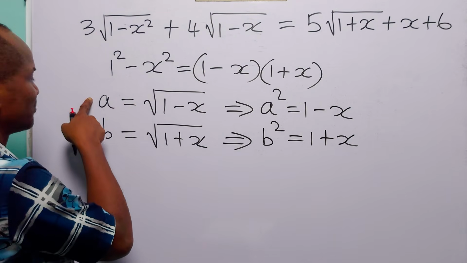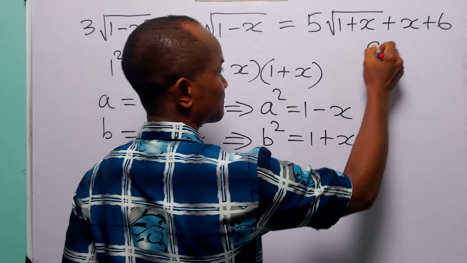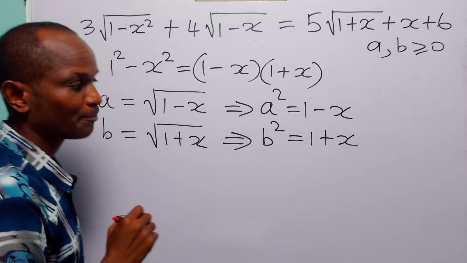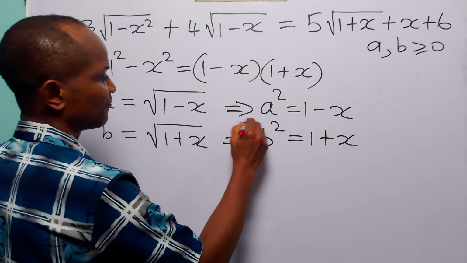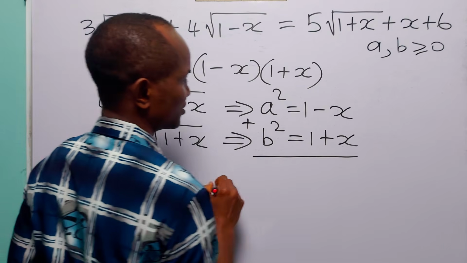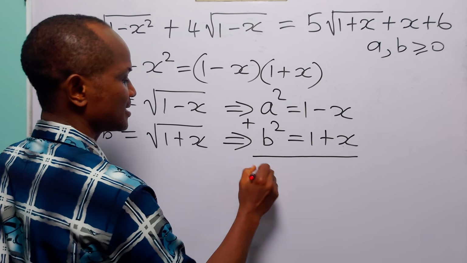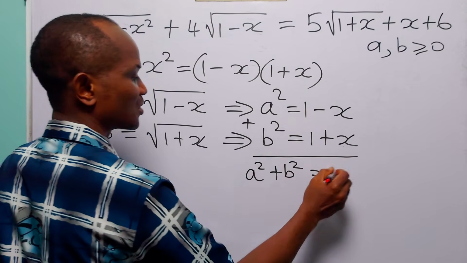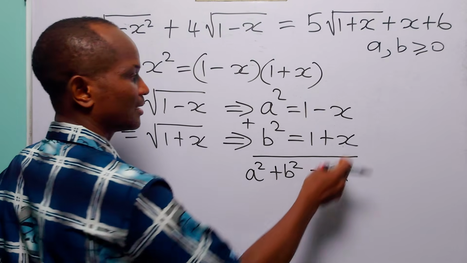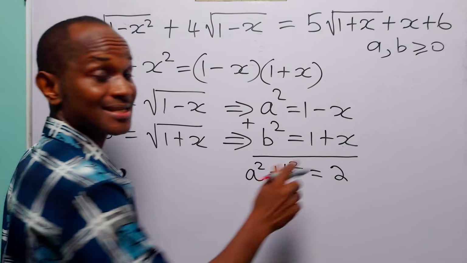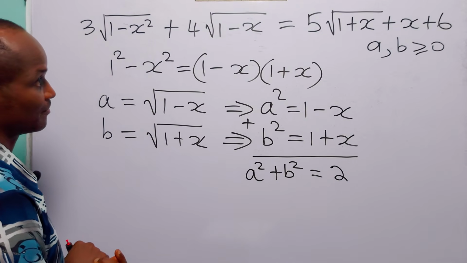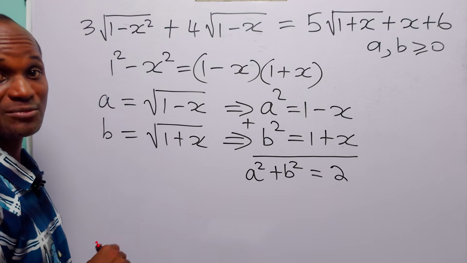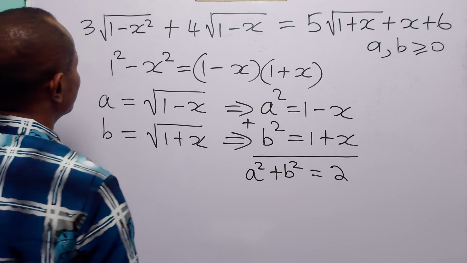And of course, you know that both a and b must be positive numbers. Now, notice that if we add these two equations, we have that a squared plus b squared is equal to 1 plus 1 is 2, and minus x plus x is equal to 0. Now, let us rewrite the original equation in terms of a and b.